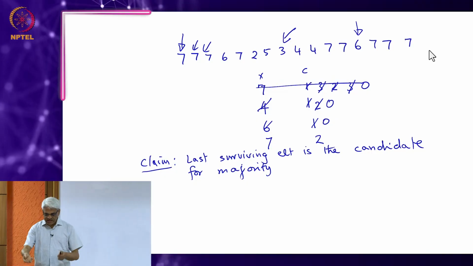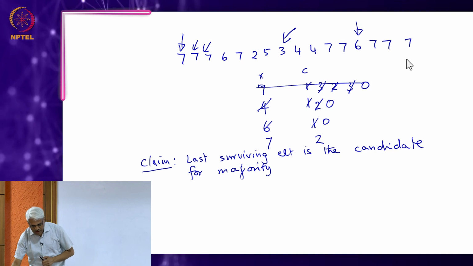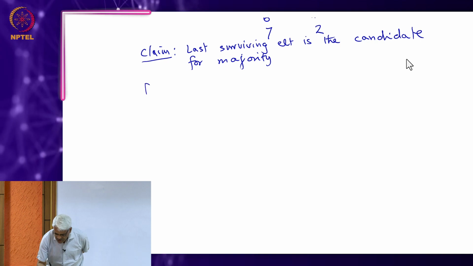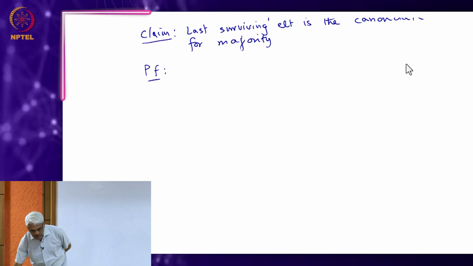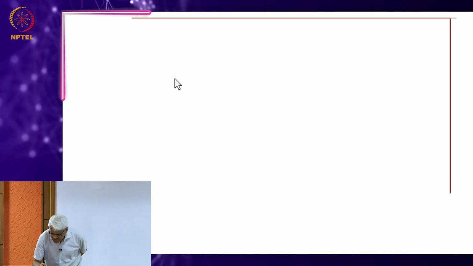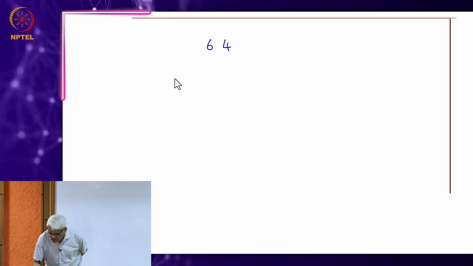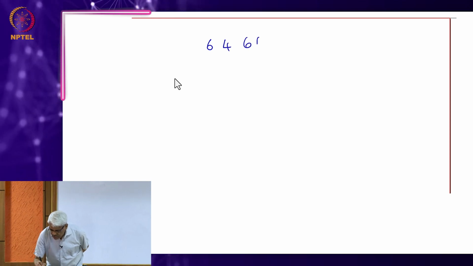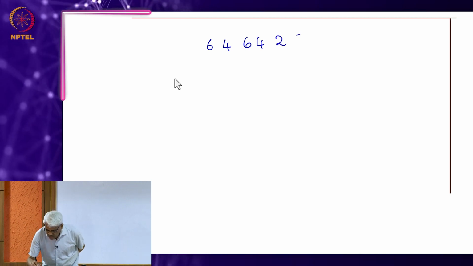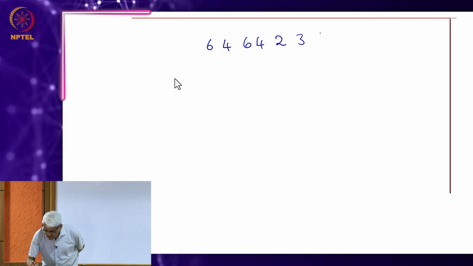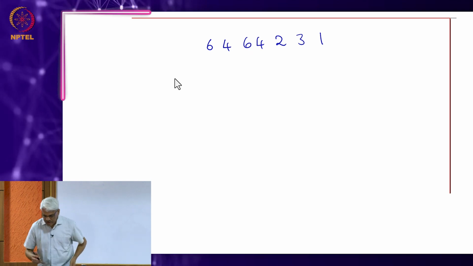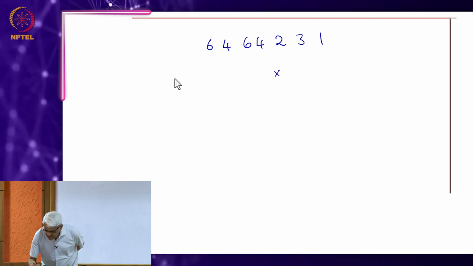So in this case, 7 is the majority, but let's give you an example where it may not be, right? So let's do another example. Okay, I'll come back to this proof. Yeah, so let's give another example where it may not be, right? So let's take a simple example. Okay, so suppose this is my list, okay? Let's follow the algorithm. So tell me what is X and C, right?